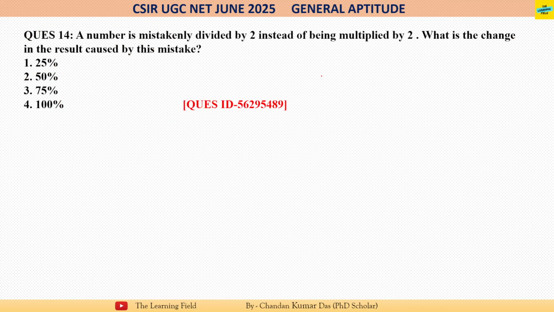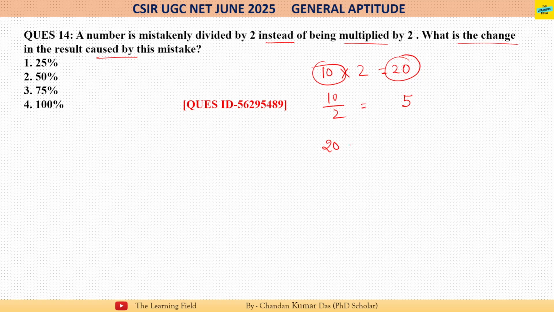Next question. The number is mistakenly divided by 2 instead of being multiplied by 2. What is the change as a result caused by the mistake? Very easy. Suppose this number we take 10. Fine. So what will happen? You have to do the multiplication, which is 20, but you just divided by 2. That is, we get the answer 5. That means 20 is our correct answer.